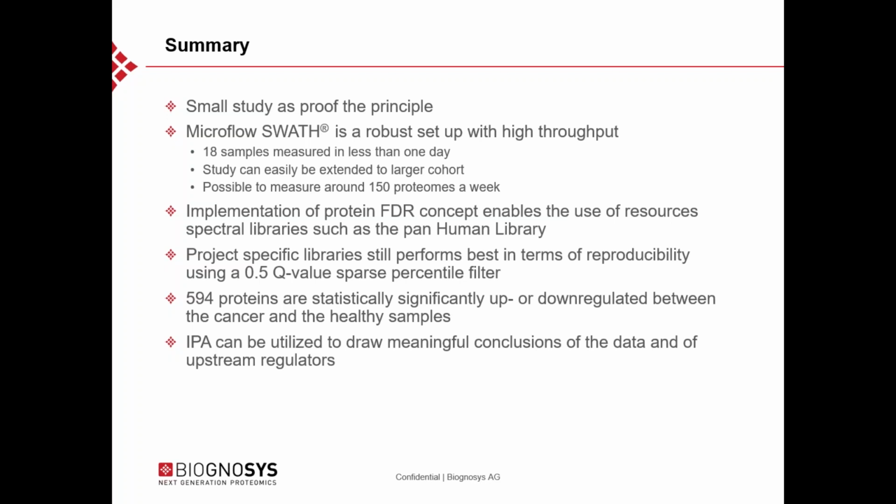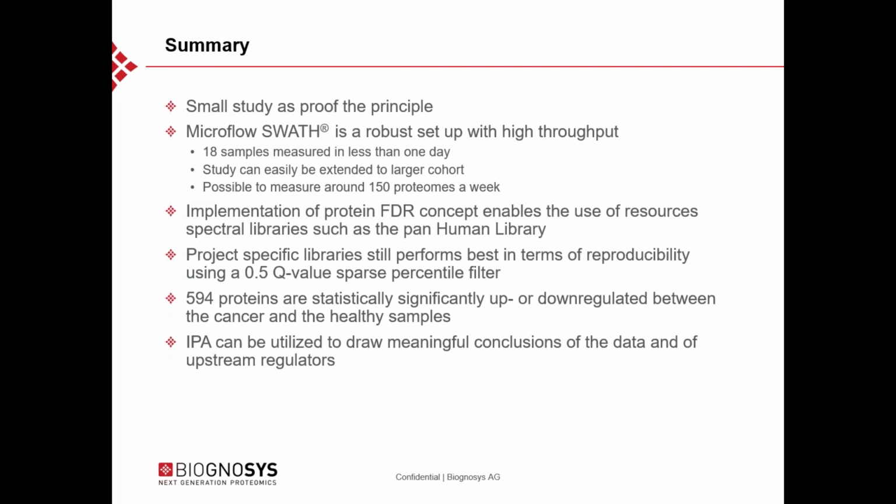In Spectronaut 11 and Spectronaut Pulsar, with the implementation of the protein FDR concept as recently published by Ruedi Aebersold's lab, we can now also use resource spectral libraries such as the pan-human library or tissue-specific resource libraries that are directly implemented in Spectronaut. Still, the project-specific spectral libraries perform best in terms of reproducibility using a 0.5 Q-value sparse percentile filter.